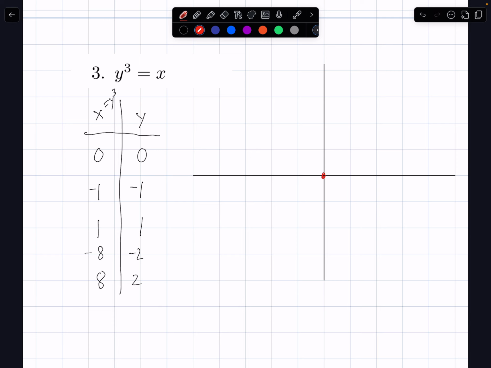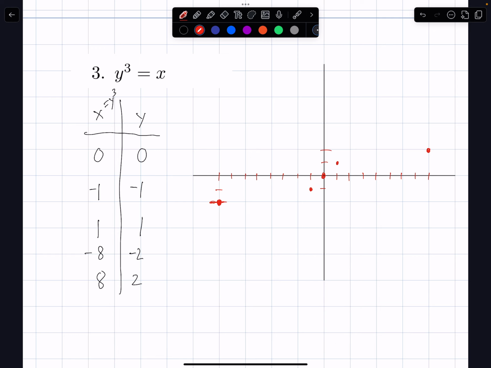So 0, 0, that's the first point. -1, comma, -1. We're going to do half steps as values. So -1, -1 will be right there. +1, +1, so that'll be right here. Okay, next one is -8, -2. So that's -8, 1, 2, 3, 4, 5, 6, 7, 8 over here, and then -2. I think the sketch I made earlier was actually backwards, if I think about it. Then 8, 2: 1, 2, 3, 4, 5, 6, 7, 8, comma, 2, right there.